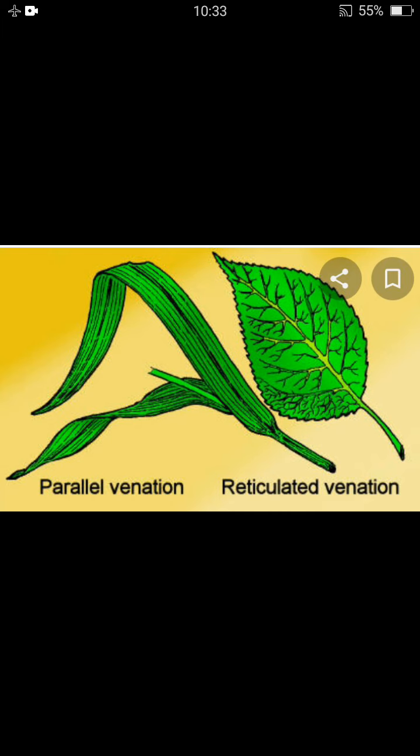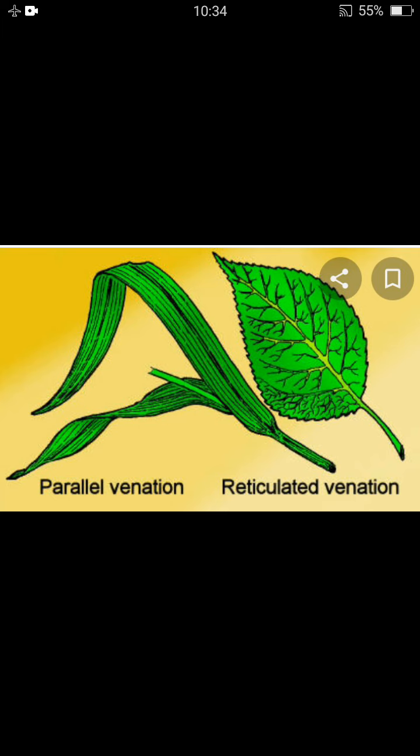Now let us see the important concept here, venation. You can see two leaves on the screen, students. Is there any difference between these two leaves? Yes, you are right, students. There is a difference between these two leaves. One leaf is exhibiting parallel venation, another leaf is exhibiting reticulate venation. First of all, let us see what is meant by venation.